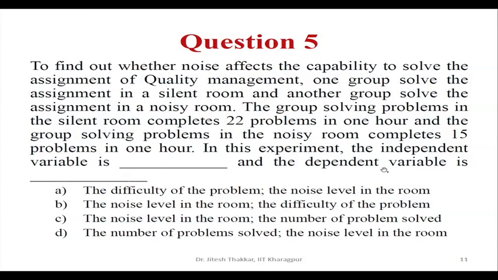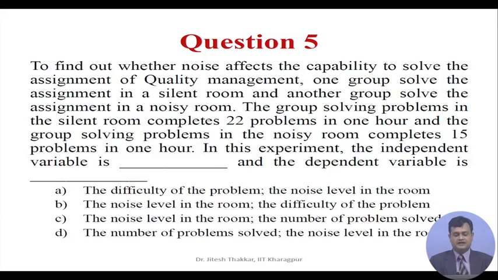Question 5. To find out whether noise affects the capability to solve the assignment of quality management, one group solved the assignment in a silent room and another group solved the assignment in a noisy room. The group solving problems in the silent room completes 22 problems in 1 hour and the group solving problems in the noisy room completes 15 problems in 1 hour. In this experiment, the independent variable is dash and the dependent variable is dash. You need to fill in the blank with two correct answers.